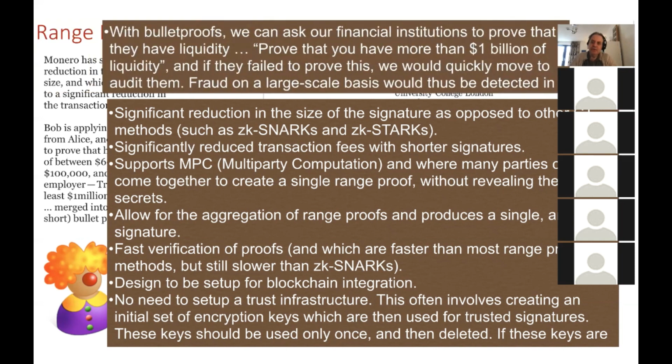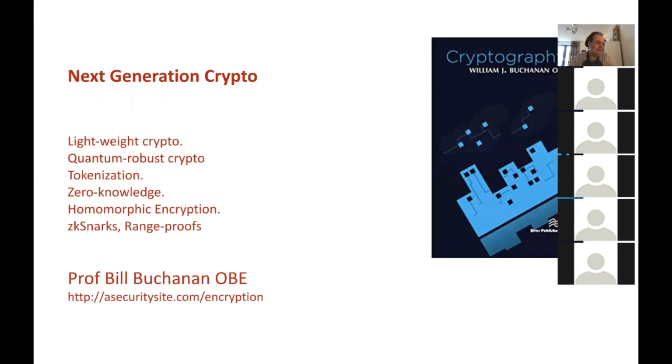So we can actually prove things like that our bank at this instant in time has $1 billion in liquidity. It's possible for us to send that off to the FCA, say, to say here is the cryptographic proof that we have at least $1 billion in reserves, and there it is, and where fraud can be easily detected.